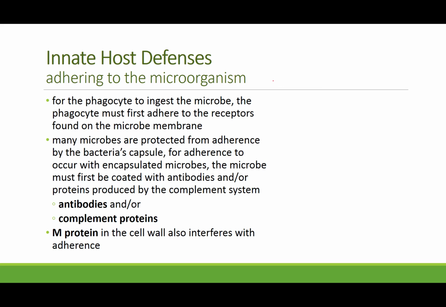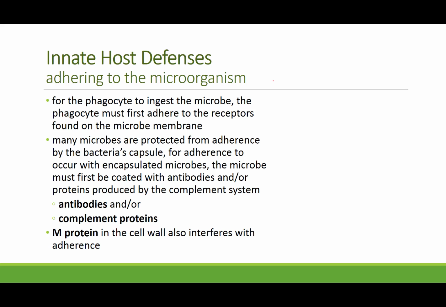So the second thing that has to happen in order for phagocytosis to occur is that the white blood cell has to be able to adhere to the microorganism, or have the microorganism adhere to it. You can think of it either way. And so there are receptors on the membrane of the microbe that the phagocyte has proteins that will attract and bind to.